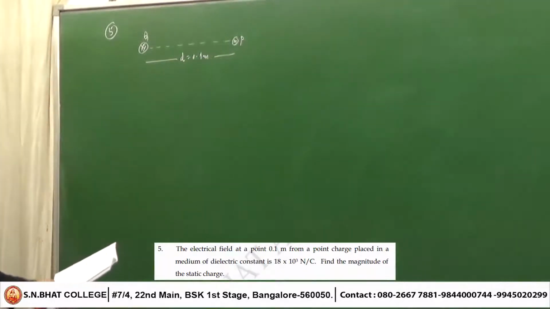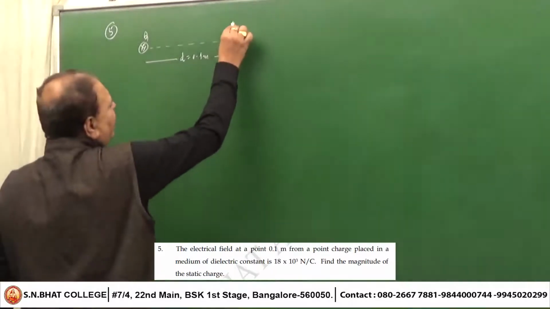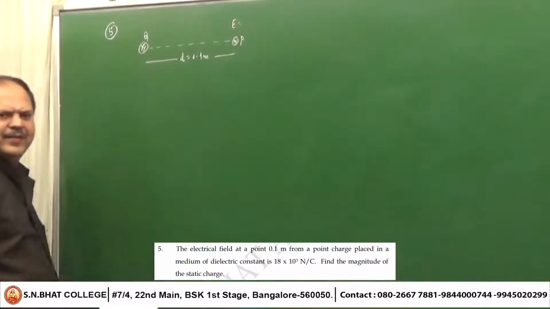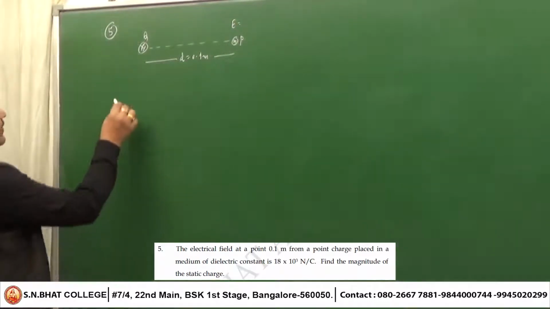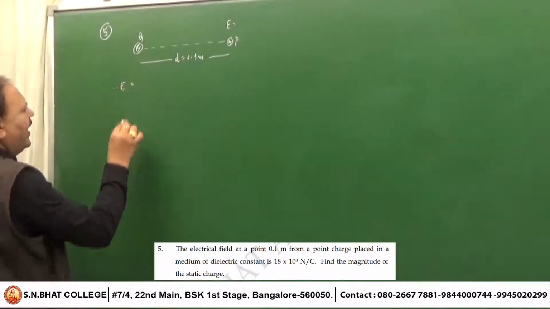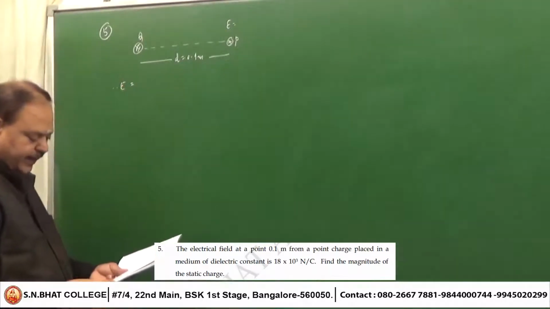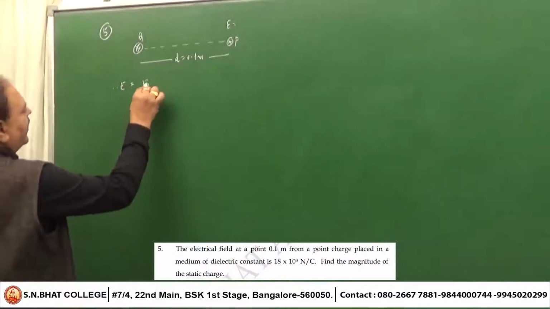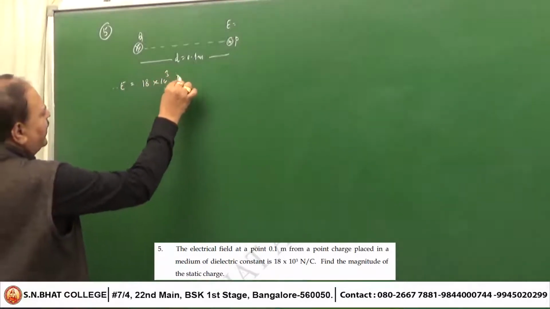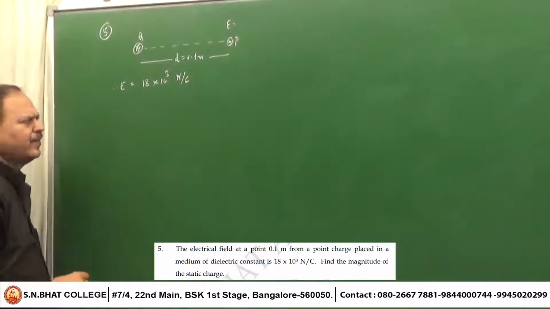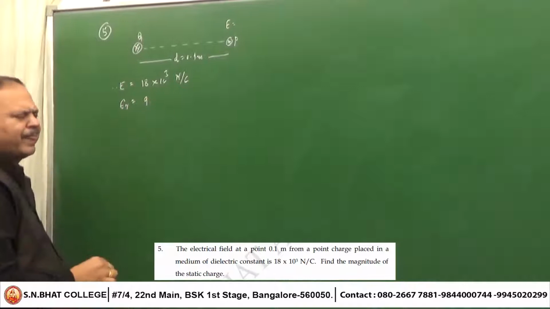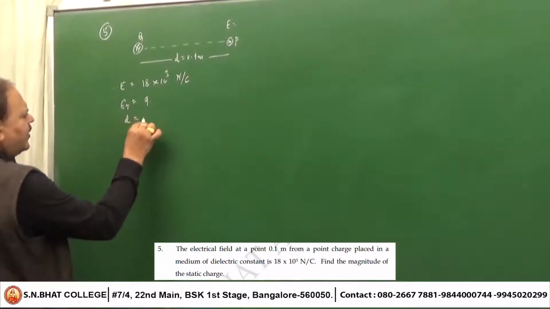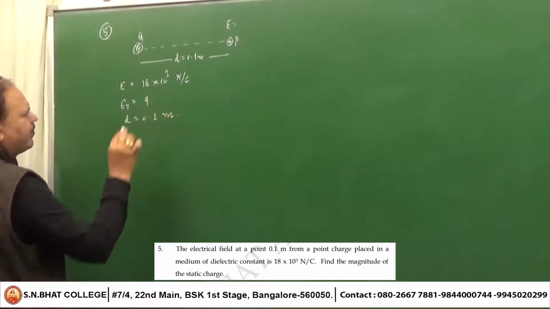Now his question is, what is the value of the charge, and if the electric field is given here. It's a very simple problem. He has given the electric field at that point to be equal to 18 into 10 to the power of 3 Newton per Coulomb. And he has given the dielectric constant to be equal to 9. And he has given the distance to be 0.1 meter.